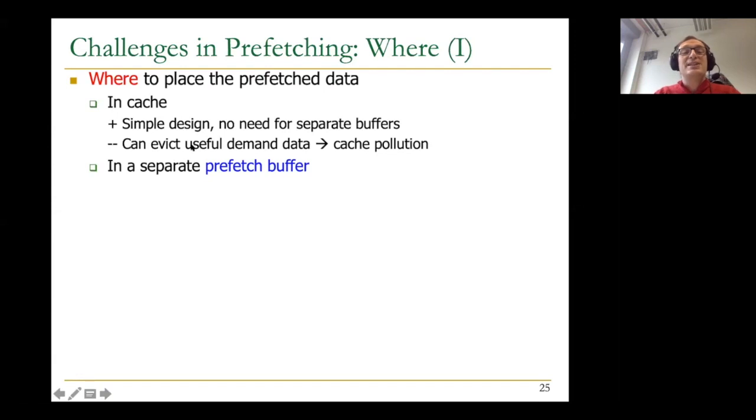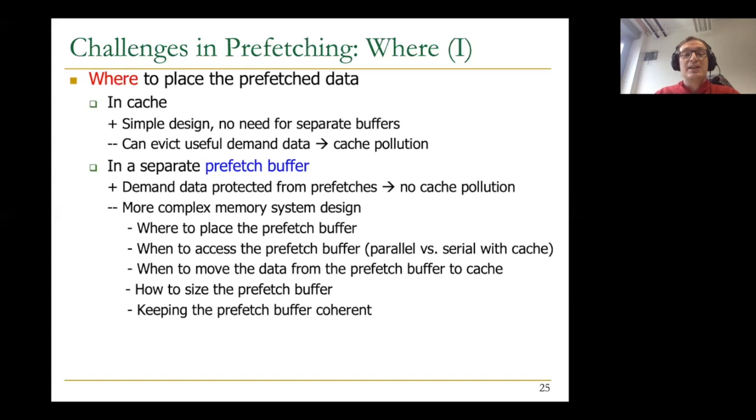But the downside is you can evict useful demand data if you're sharing the cache between prefetches and demands, right? And that's unfortunately the case in many systems today. But because of simplicity, this is the preferred place to prefetch the data. But there are systems that were designed to prefetch data into separate data storage called prefetch buffers. This is a separate storage that's just used for prefetches.